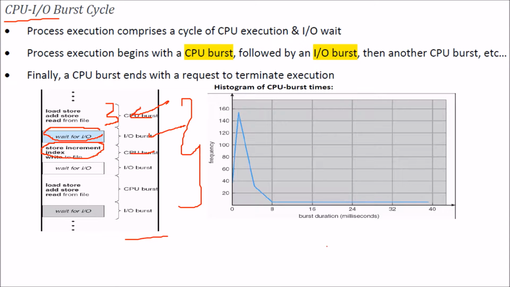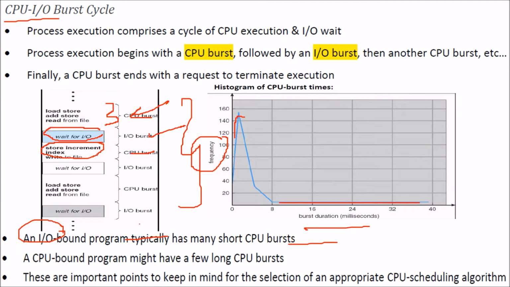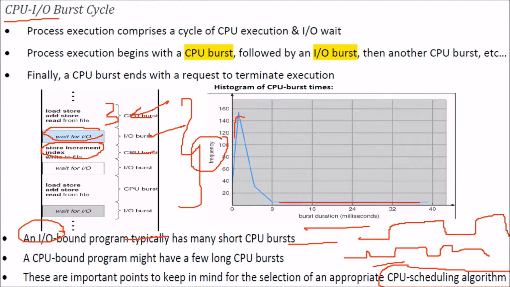Now what we see here in the histogram is the frequency of occurrence and the burst duration in milliseconds. At the start it is very high, then it becomes kind of constant. We want the CPU burst time to be in accordance with maximum CPU utilization. The input output bound process typically has many short bursts like this, while the CPU bound process has large CPU bursts. So in order to select the CPU scheduling algorithm, we have to know about this also.